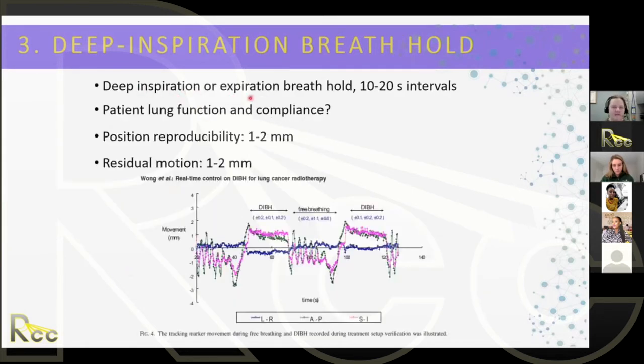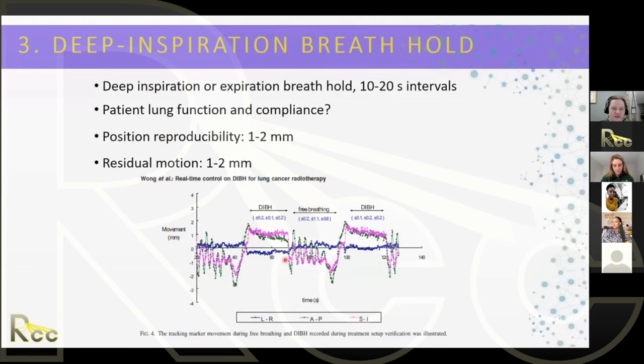So again, breath hold, most patients can do 10 to 20 seconds. I challenge you at home to try and hold your breath in 20 seconds intervals for an IMRT treatment. Even for a healthy person at 20 seconds, it gets challenging at the end of treatment. And of course, this technique is very dependent on your patient's lung function and compliance. If your patient doesn't hold their breath when you tell them to, or if they're just too short of breath, it will not work very well.